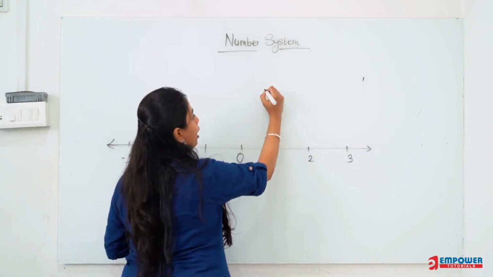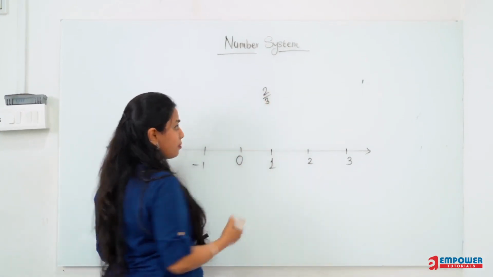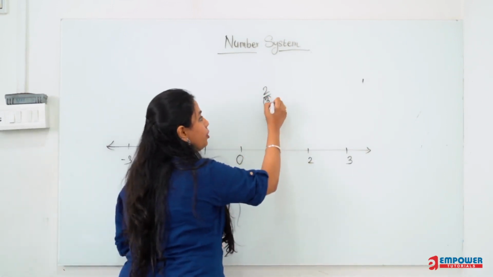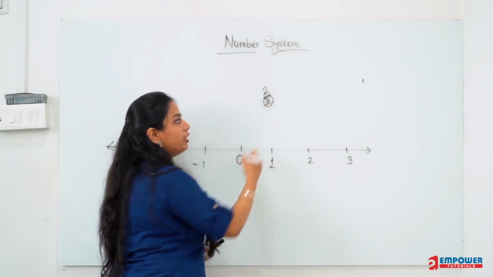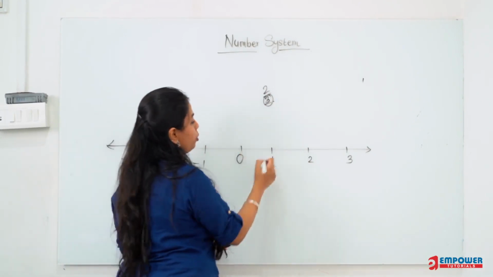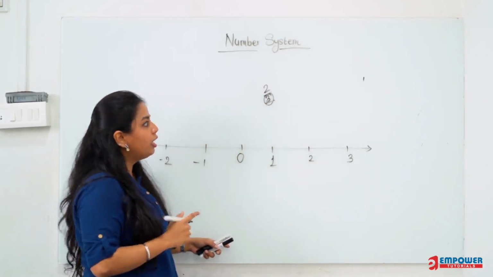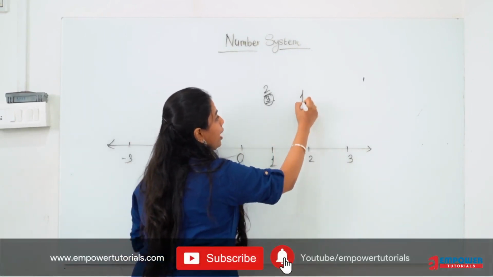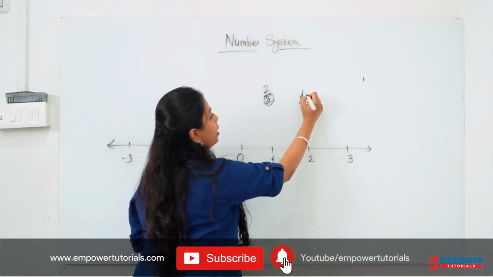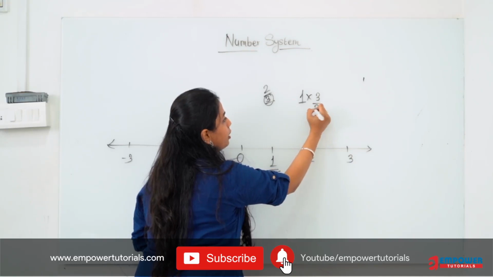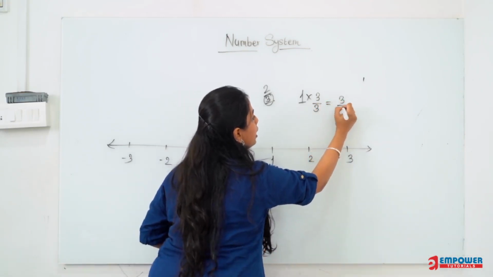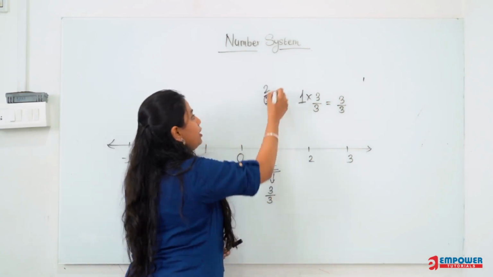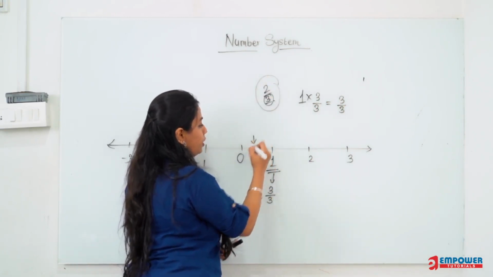So let's suppose you have 2 by 3. Now how to represent this number on the number line? Look at the denominator. You have 3 in the denominator, that means you have to make 3 parts on the number line. Now what will 1 be equal to? To find the value of 1, I will multiply this 1 by 3 by 3, so it will be equal to 3 by 3. So this 1 represents 3 by 3. That means this 2 by 3 will come over here.